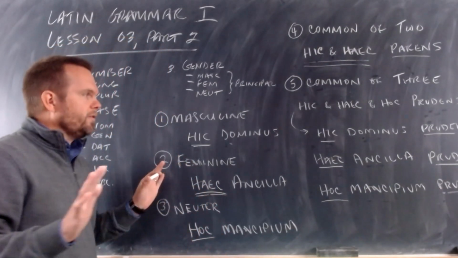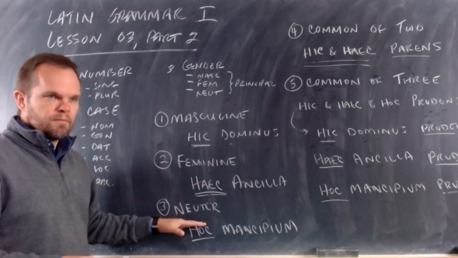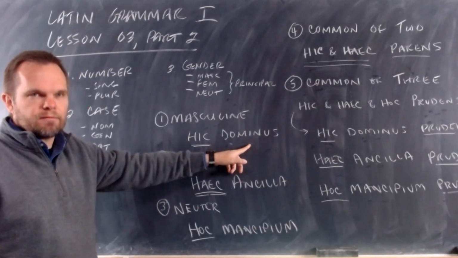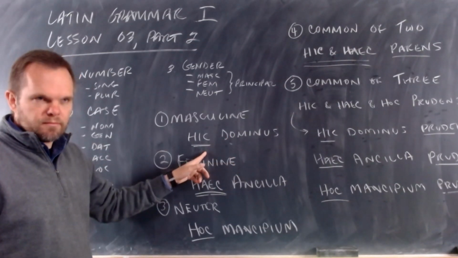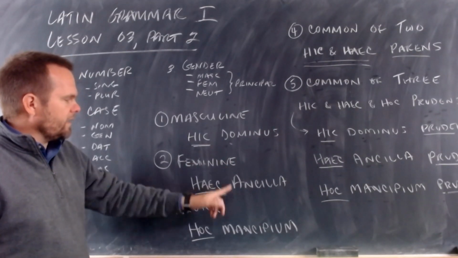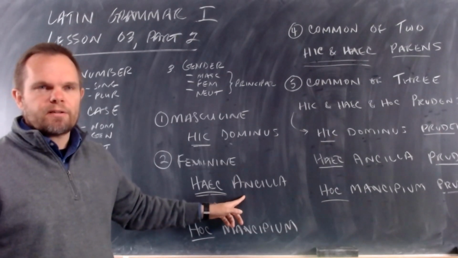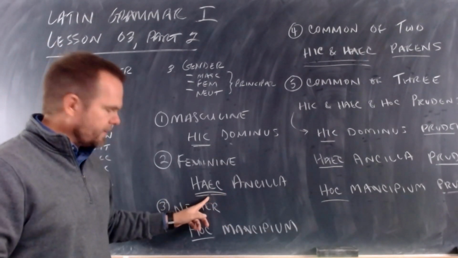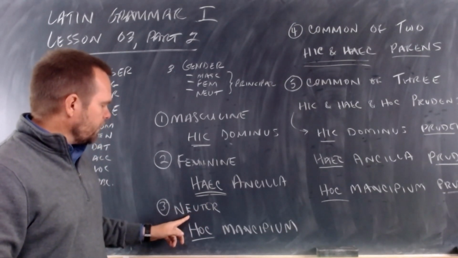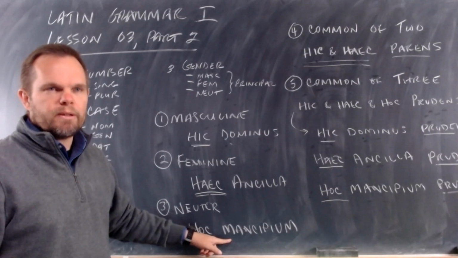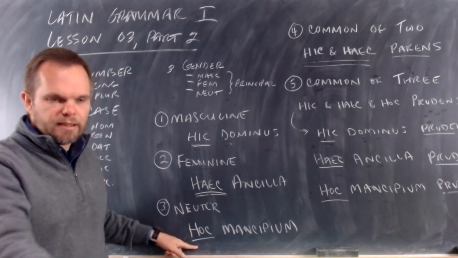So far we've learned 5 genders. We have masculine, feminine, and neuter. How do we know dominus is masculine? How do we know? Hic, right? Then we have the feminine gender, hic or haec ancilla. How do we know ancilla is feminine? Because haec goes before it. Very simple. Then we have the neuter. We have hoc mancipium. How do we know mancipium is neuter? Because hoc is set before it. That's what the lesson's teaching us.